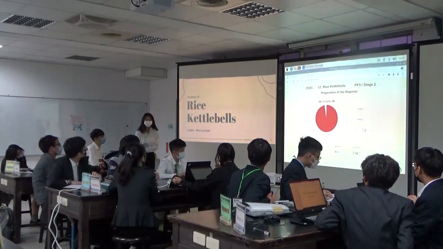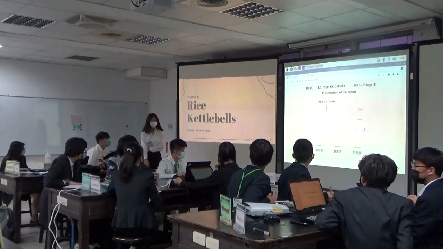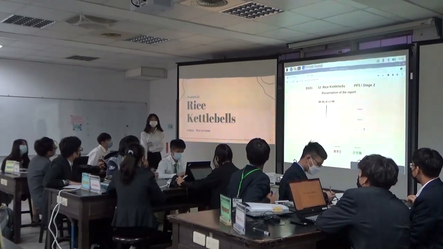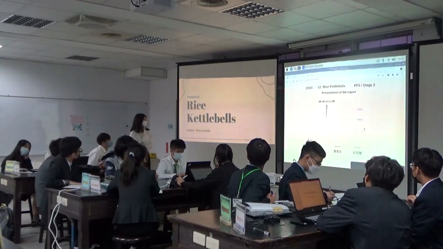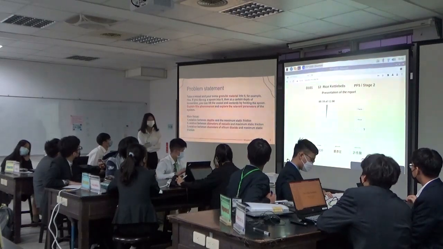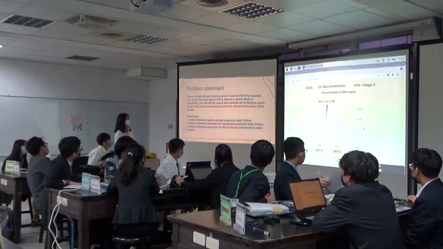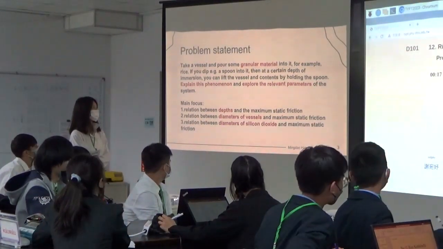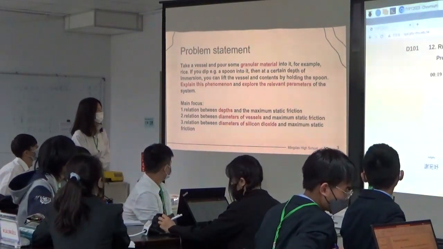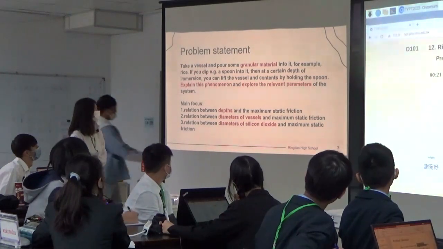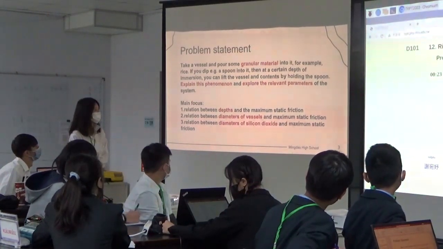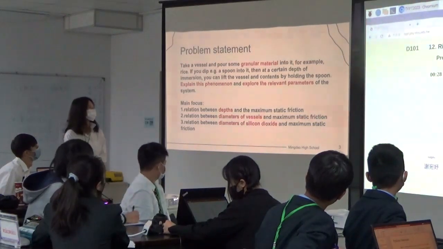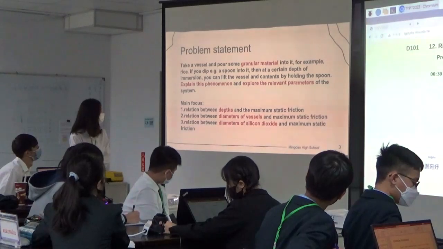Good afternoon, everyone. I'm one share from D5. The topic I'm going to present today is problem 12, rice paradox. And this is the problem statement. Take a vessel and pour some mineral material into it, for example rice. If you dip a spoon into it, then at a certain depth of the immersion, you can lift the vessel and the contents by holding the spoon. Explain this phenomenon and explore the relevant parameters of the system.